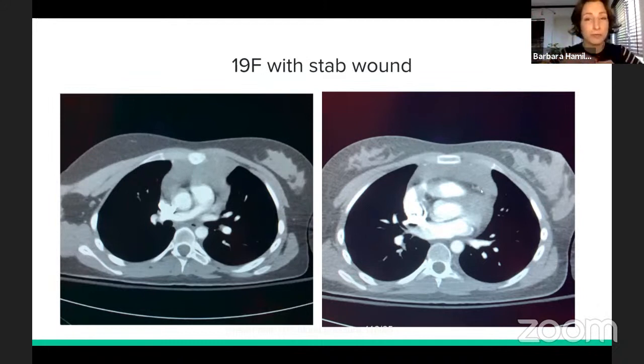So there are different branches of radiology, but we all have this common thread where we understand images. And so these are some of the images we're going to start off with here. This was an unfortunate case of a 19-year-old lady who stabbed herself in the chest.